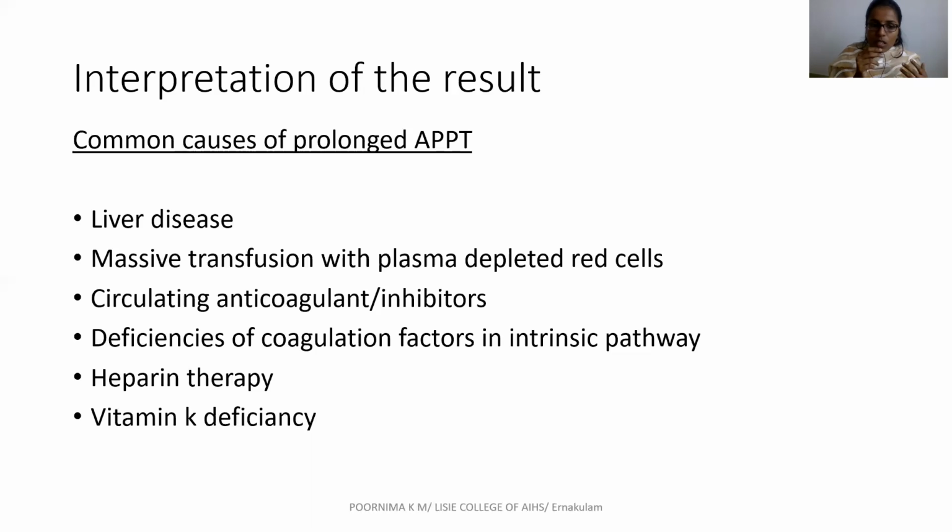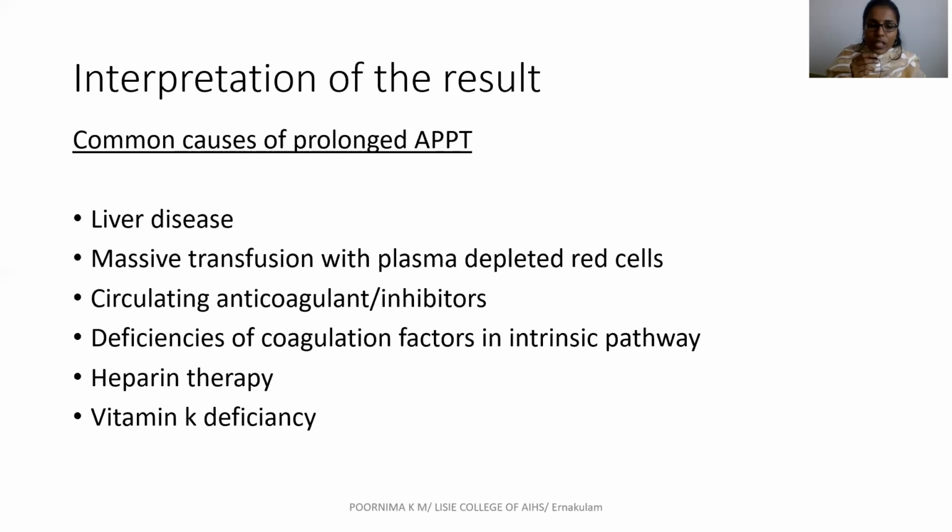Okay. So third one is circulating anticoagulant or inhibitors. That is, the presence of inhibitors to any of the coagulation factors involved in the intrinsic pathway can cause delay in clotting of the plasma, or prolongation of the APTT. Suppose the inhibitor is present, it causes suppression of certain coagulation factors, so they cannot act properly. As a coagulation factor is not acting properly, it can cause prolongation of activated partial thromboplastin time.